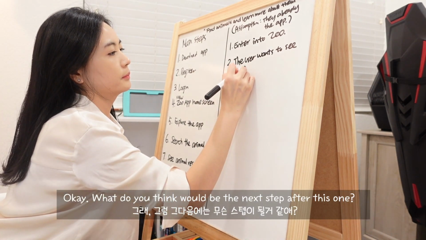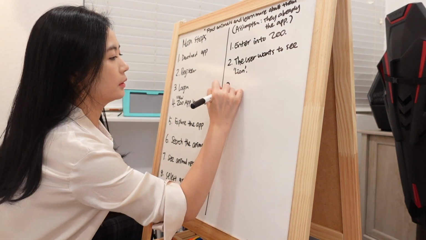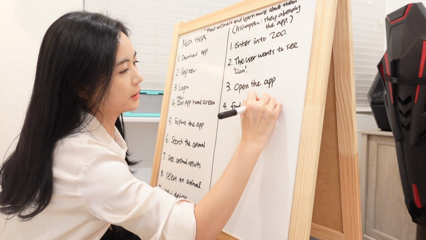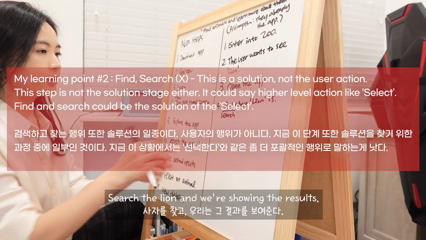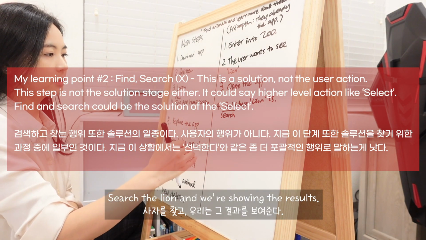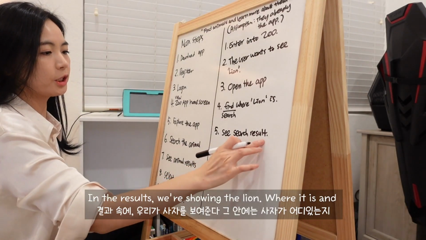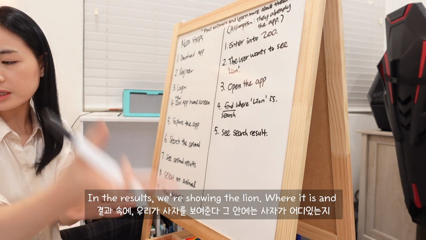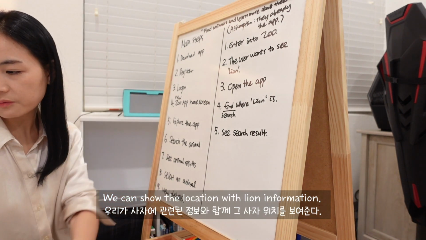Okay, and what do you think would be the next step after this one? Open the app. Find where the lion is. Yeah. And so search. That means a search. Search the lion, and then we show the result. Search result. Then in the result, we show the lion, and where it is, and we can locate it. We can show the location with the lion information.